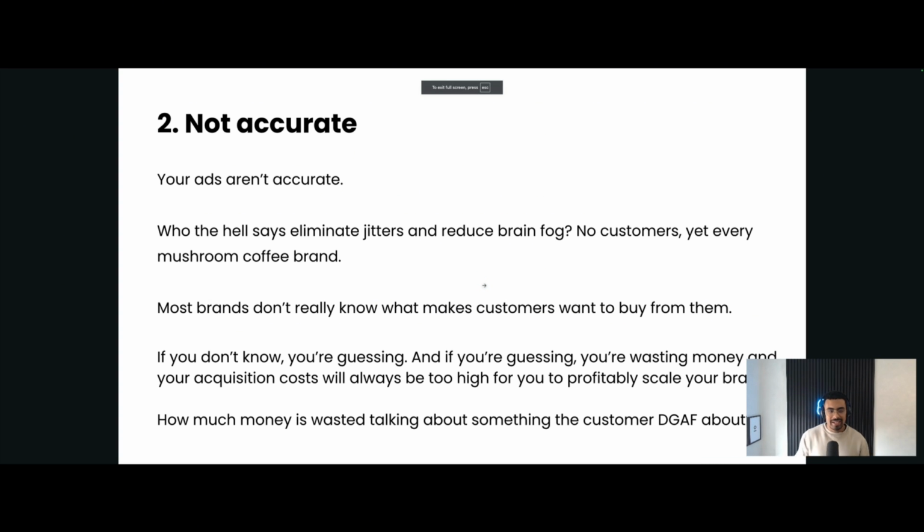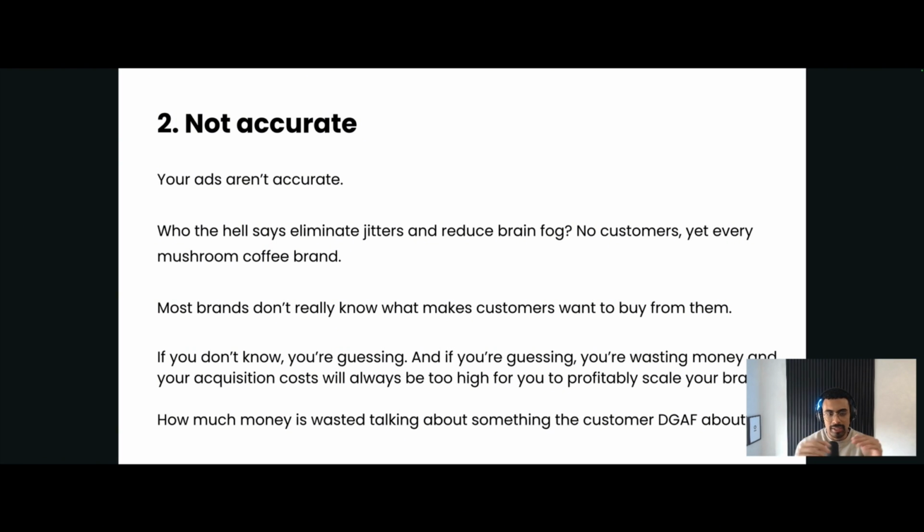Okay, now let's say your ad is specific and it's still not performing. The chance is that the ad is not accurate. And what do I mean by this? You want your ads to be as accurate as possible with what your customer needs to see from you in order to want to become a customer. That sounds so obvious, but this is a common mistake of a lot of brands. One brand will look at the next brand, see the language that they're using, and think it must be working for them, so I'm going to copy it.